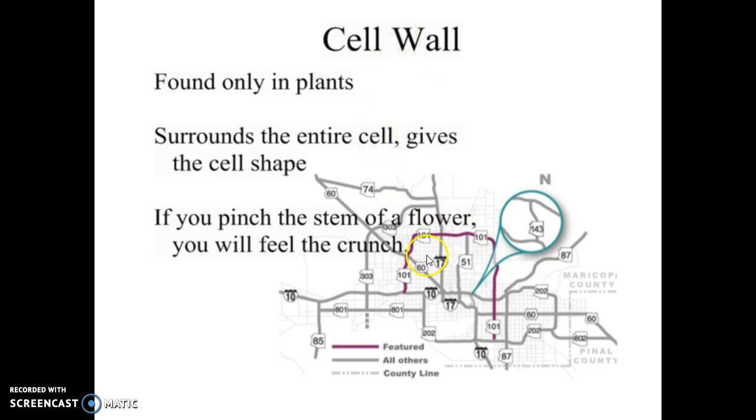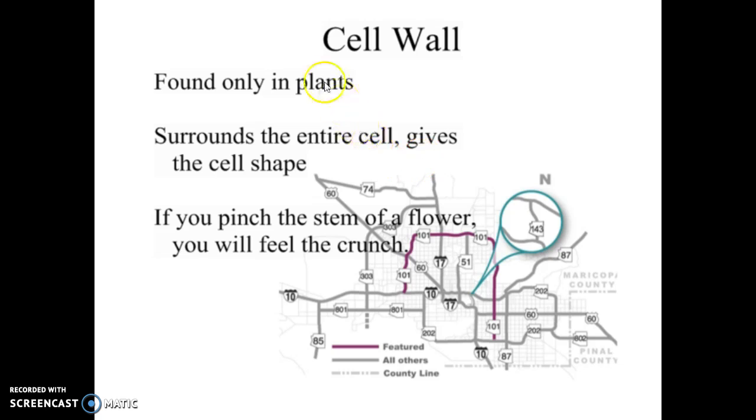So the cell wall does surround the entire cell of a plant, and you've probably felt the cell wall when you've pinched the stem of a flower. Sometimes you can't pinch it, like if you're trying to pinch the stem of a rose, that's really tough, but with some softer ones, you can pinch it and feel the crunch within the stem of the flower. What you're actually feeling snap and crunch is the cell wall breaking apart between your fingers.